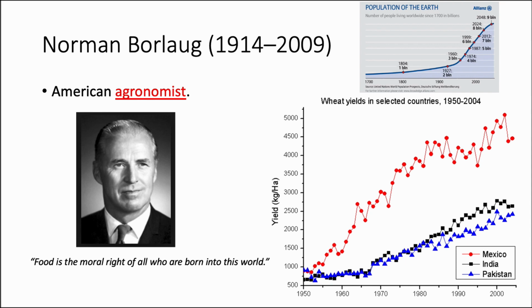So now I want to introduce you to Norman Borlaug, born in 1914, died in 2009. He is pretty much the most famous American agronomist. And he believed in one thing so strongly, and that was that food is the moral right of all who are born into this world. Regardless of where you're born, he believed that every human had a right to food. And he did everything in his power to allow this idea to come into fruition, right?